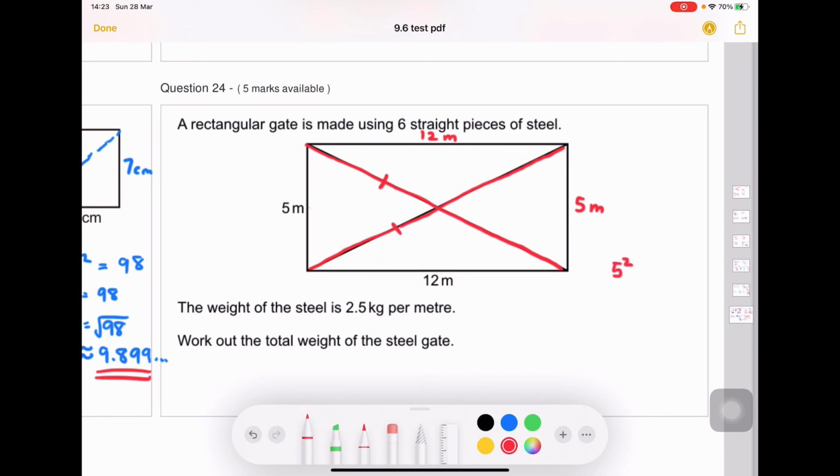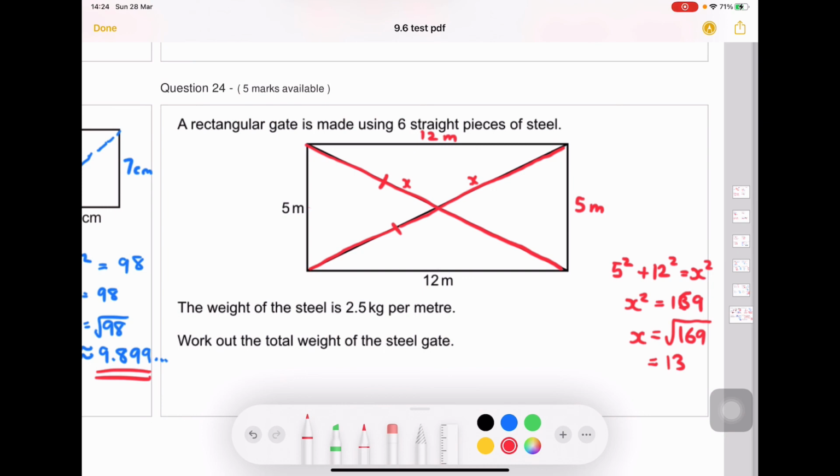5 squared plus 12 squared equals, let's just call it x for now, x squared. 5 squared plus 12 squared is, x squared equals 169. Let me just check, 25 plus 144. Okay, yeah, that's right. So x equals square root of 169, which is 13. So we know the length of our 2 diagonals.